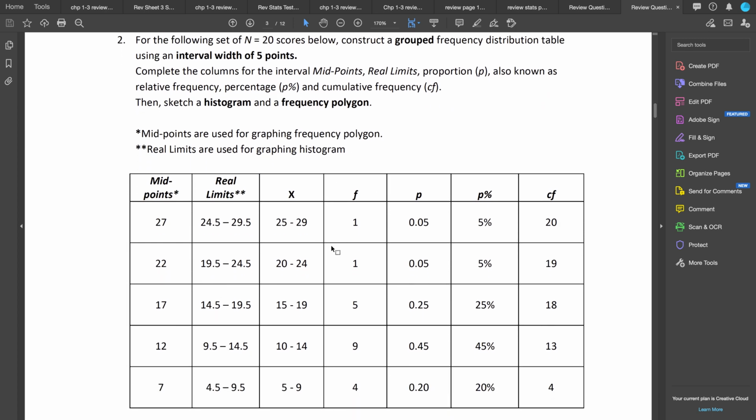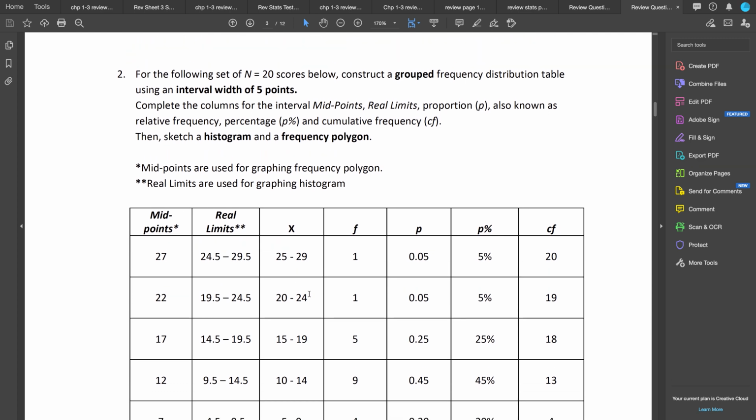So over here, the midpoints is what we use for calculation purposes. The midpoint will be in the middle between 25 and 29. So the midpoint is 27. The midpoint here would be 22. The midpoint here would be 17, and so on.